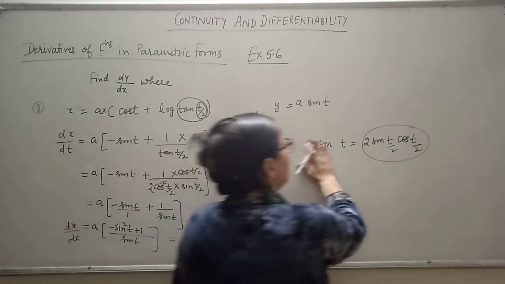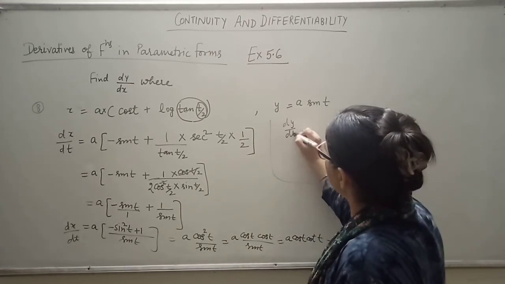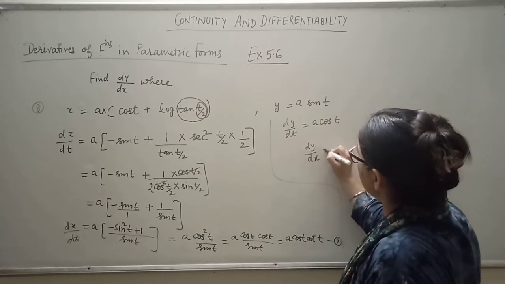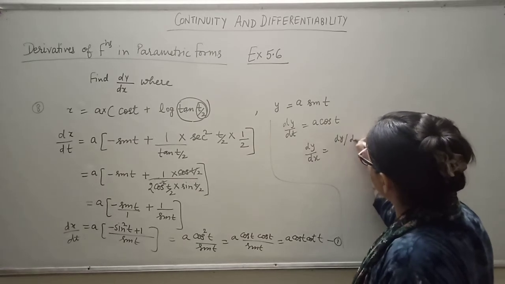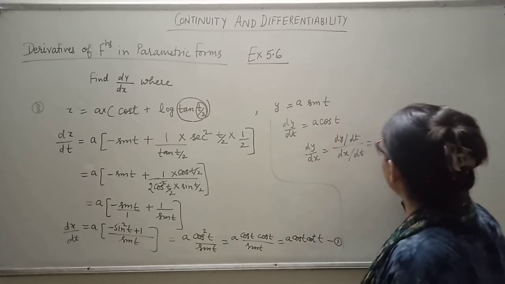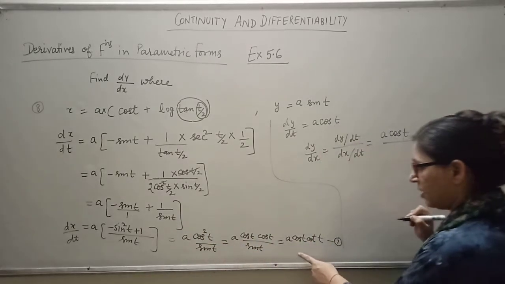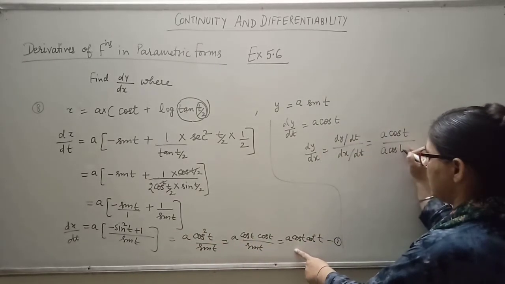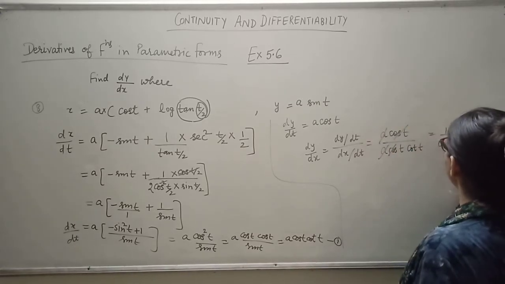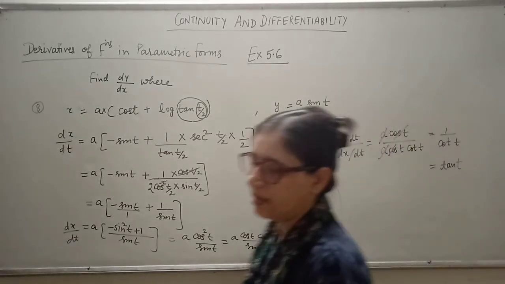Now come to this dy by dt. dy by dt is equal to a cos t. Now dy by dx you want to find out. dy by dx, तो y ऊपर है तो dy by dt divided by dx by dt. Now what is dy by dt? You have calculated, that is a cos t, and dx by dt is also you have calculated, that is a cos t cot t. a cancel, cos t cancel, 1 upon cot t. 1 upon cot t means tan t. This is your final answer.